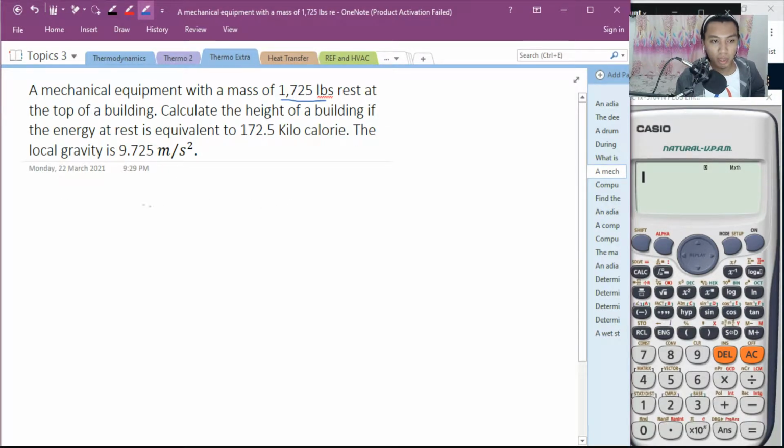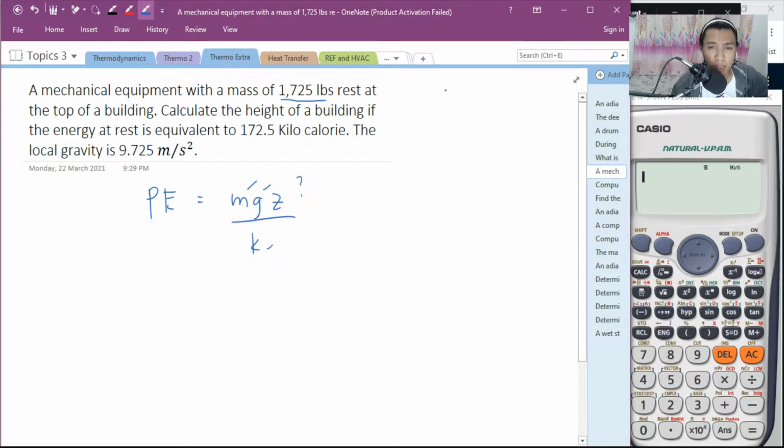Find the local gravity. So, this is at rest. Energy at rest is potential energy. That is mgZ divided by K. Parang nalilito. Meron kang mass, meron kang gravity, meron kang K, wala ka lang Z. So, anong gagawin mo dito?